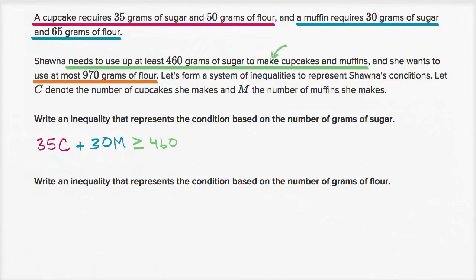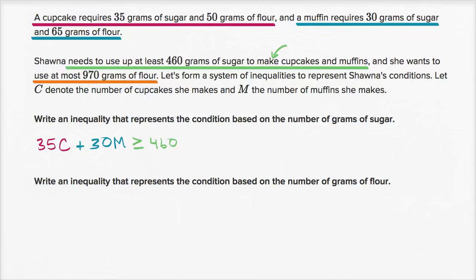Now let's see this next question. They say write an inequality that represents the condition based on the number of grams of flour. Well, that's what we underlined in orange. She needs to use at most 970 grams of flour, so no more than 970 grams. So how would we express that as an inequality?